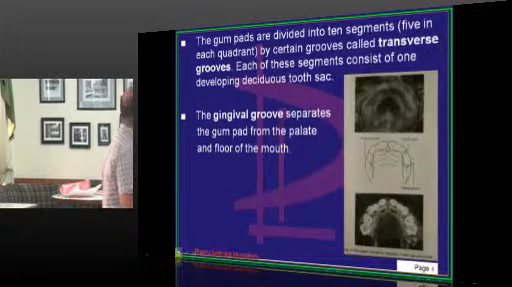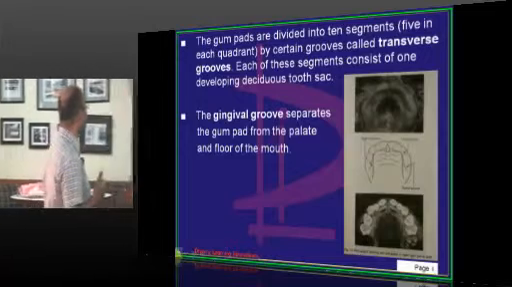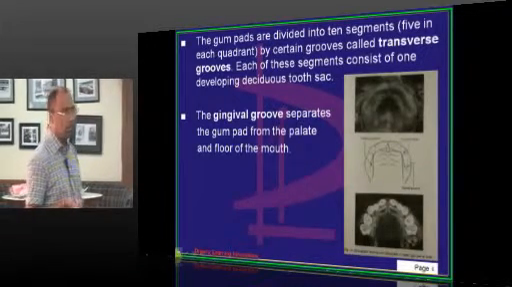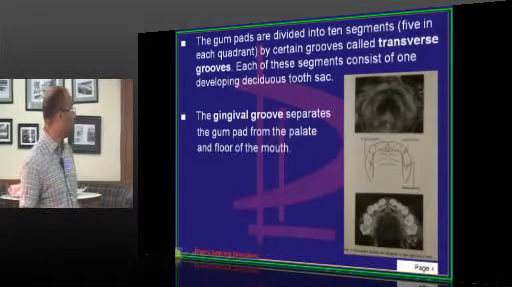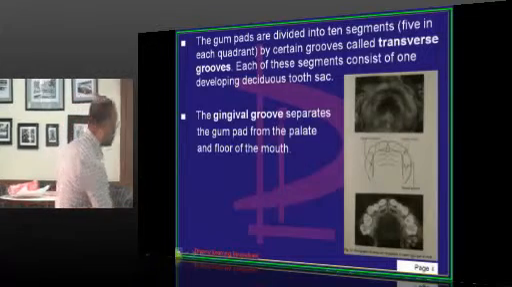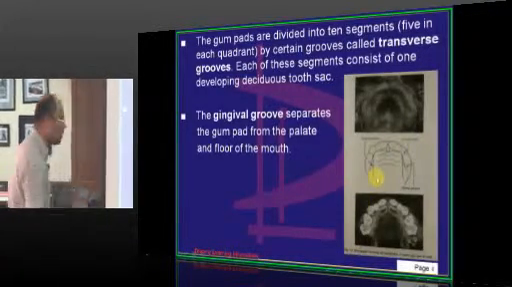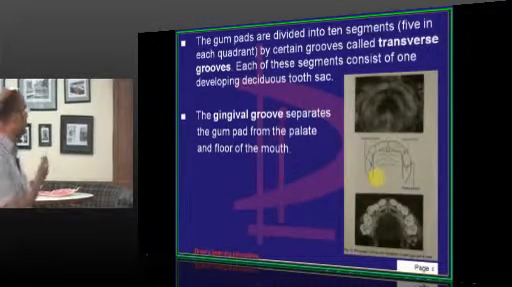The gum pads are divided into 10 segments by grooves called transverse grooves, and each of these segments consists of one deciduous tooth sac or tooth bud, which gives rise to 10 deciduous teeth in the upper and the lower. And the gingival groove separates the gum pad from the palate in the upper and the floor of the mouth in the lower.